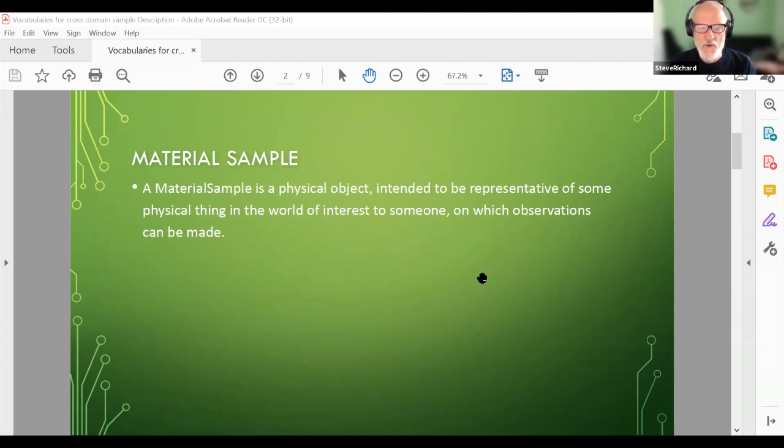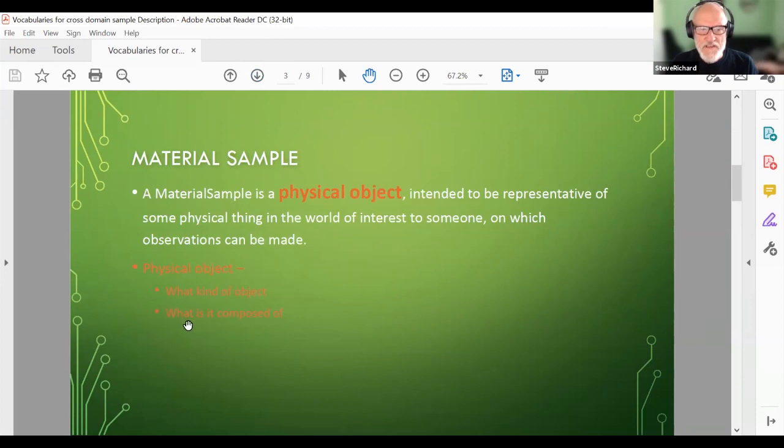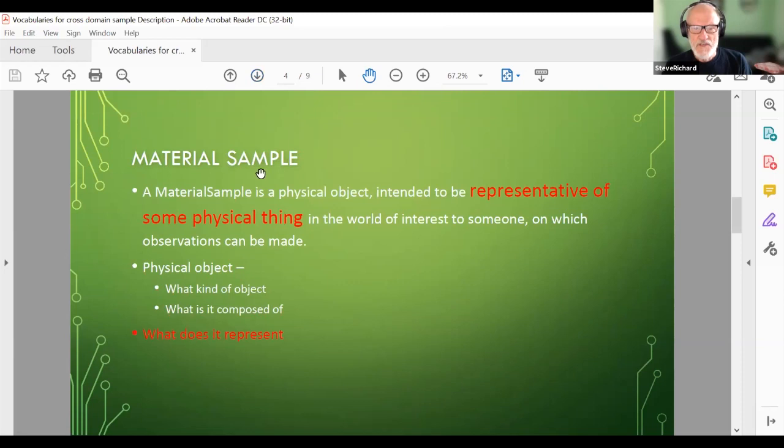So if we go to the next one, if we're thinking about this as a physical object, the things we want to know are what kind of object it is and what it's made of, first of all. Next slide. Then the other big question: if it's representative of some physical thing, well, what is that thing that it's supposed to be representative of, that makes it a sample?